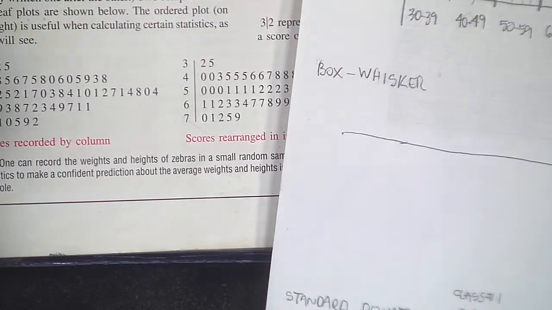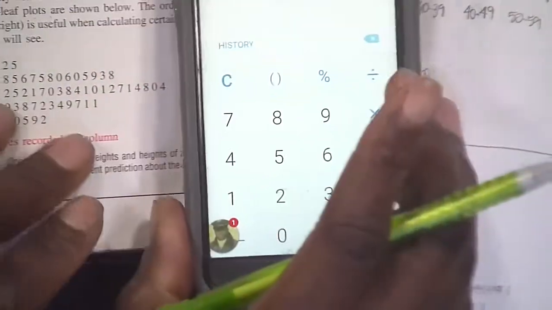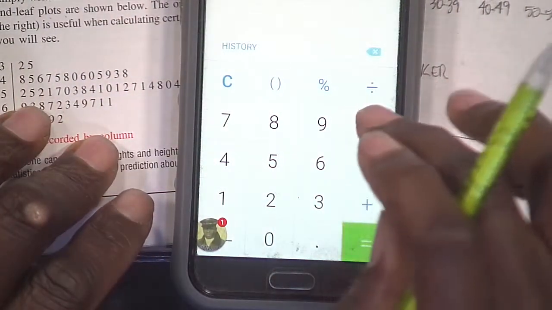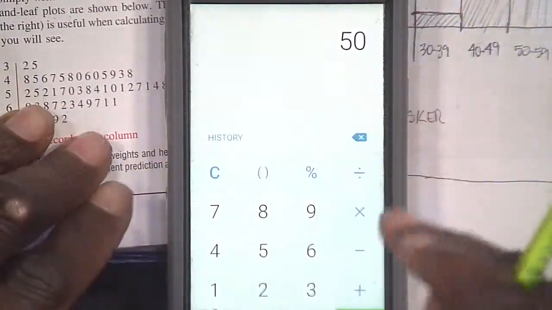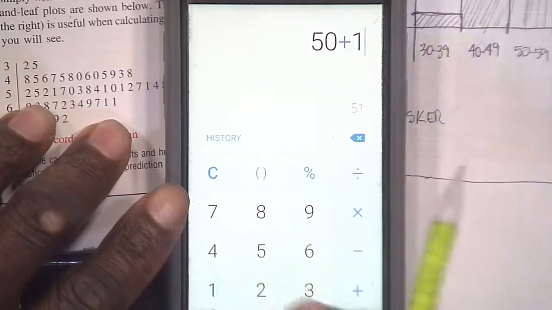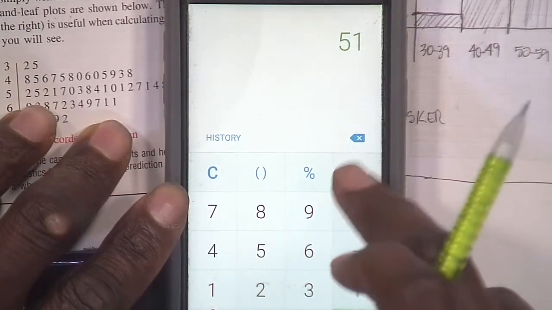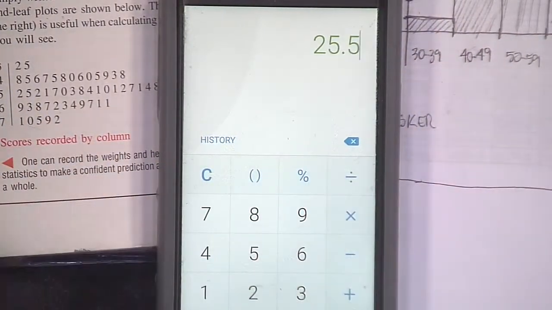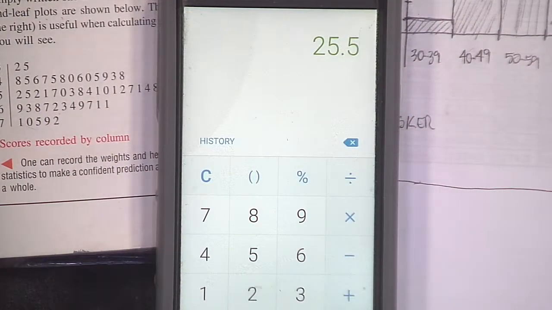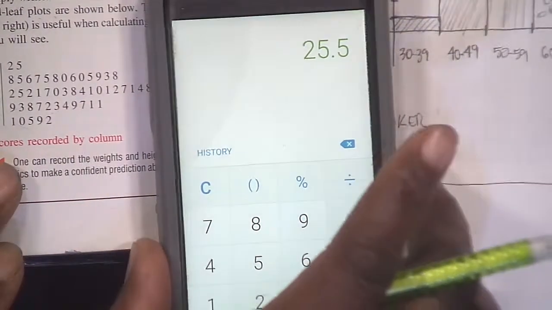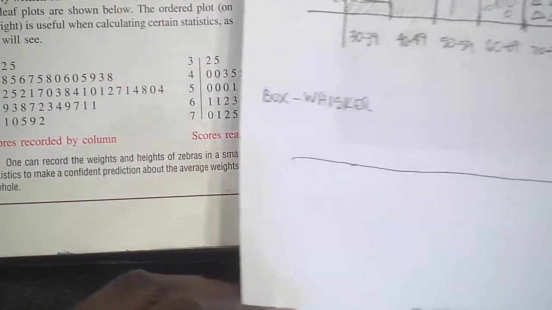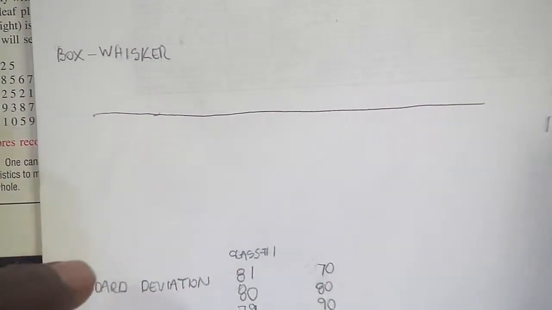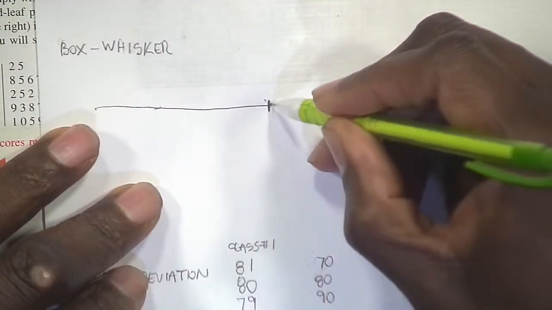Let me show you what I'm doing here. You have 50 terms, you add 1, and then you divide by 2. That's going to tell you that you're going to get roughly 25.5, but let's round that to 26. So roughly the 26th term would actually represent your middle term.